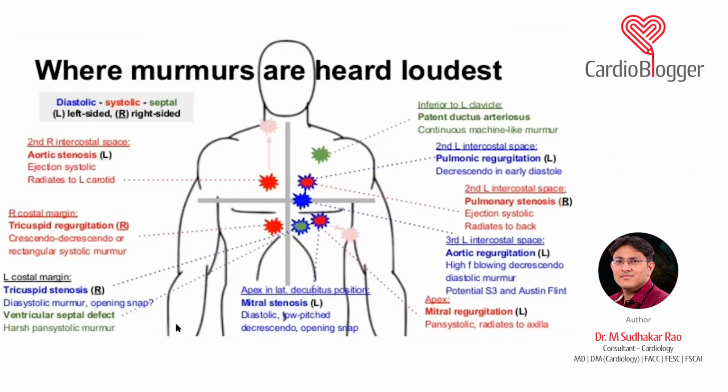As you go lower down, you get the Erb's point. That is the third left intercostal space where you get the aortic regurgitation murmur. Now, the aortic regurgitation murmur, we know, is a high-pitched murmur. It is a diastolic murmur, and it can be early diastolic or it can be holodiastolic. Now, as I told you, the more severe the aortic regurgitation, the longer the diastolic murmur. So, for a holodiastolic murmur, we usually either do not grade a diastolic murmur or you can even grade up to 4, because any diastolic murmur is organic. It can't be functional.